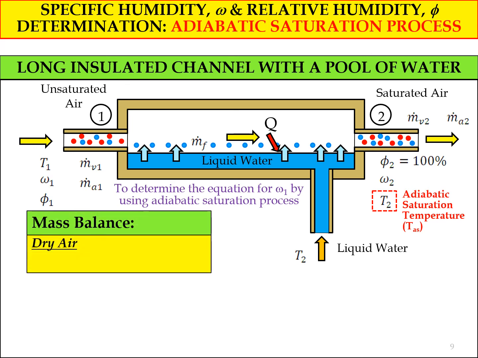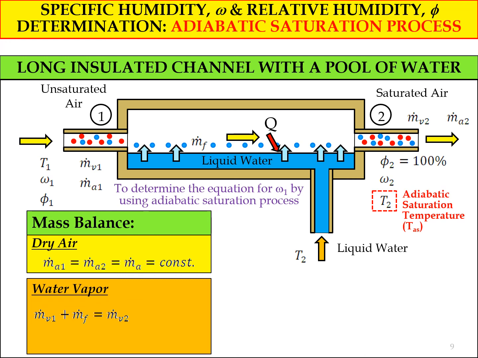From the mass balance equation, the mass of the dry air is constant throughout the process. For the water vapor, the mass flow rate at state 1 plus the mass flow rate of the makeup water, the liquid water, which is the additional mass from this process, is equal to the mass flow rate of water at state 2.